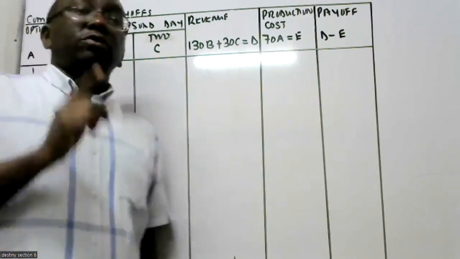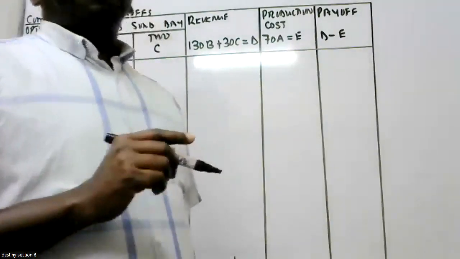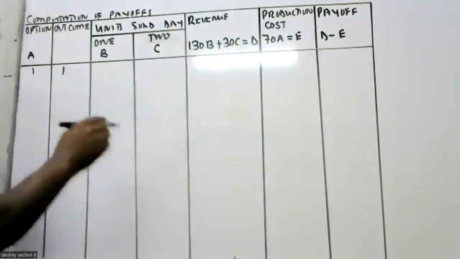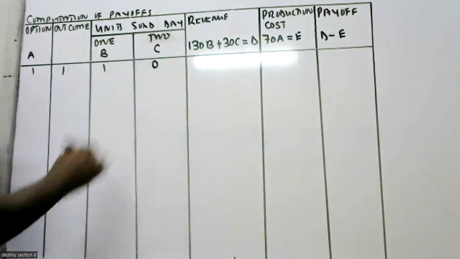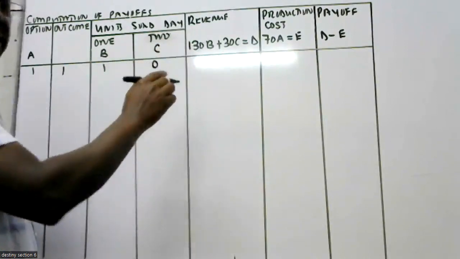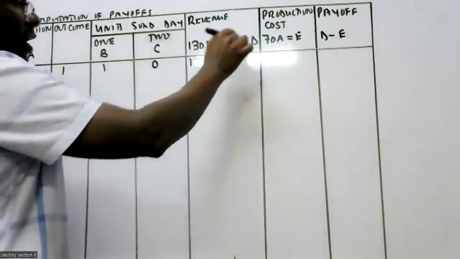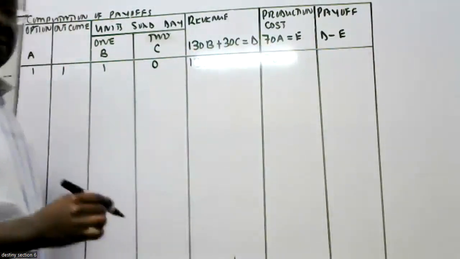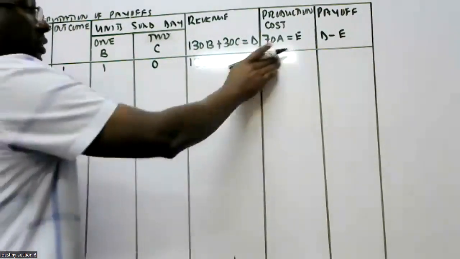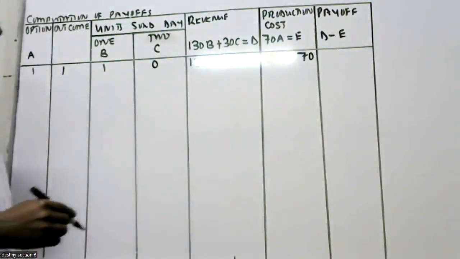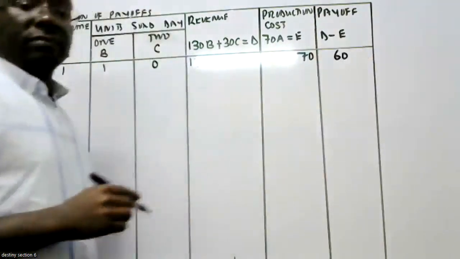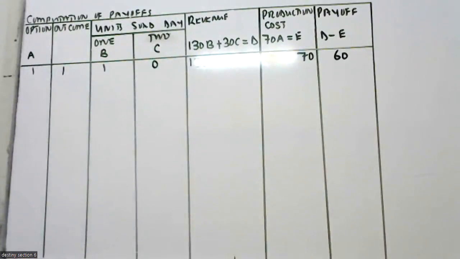How many do you sell? 1. Is there anything that remains to be sold the second day? No. So 1 times 130 is what? 130. And the cost is what? 70. Cost is 70. So that gives us the profit of what? That gives us a profit of 60.